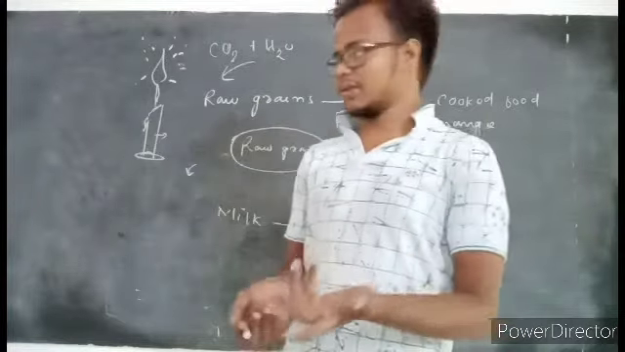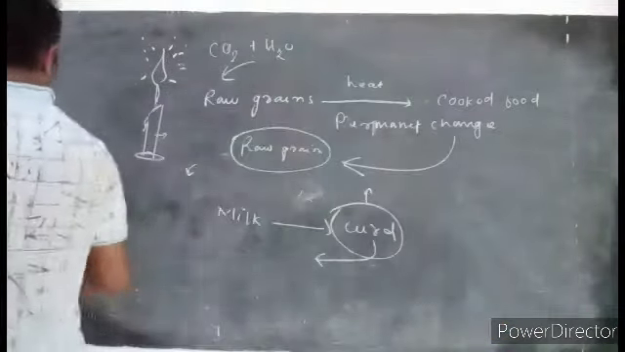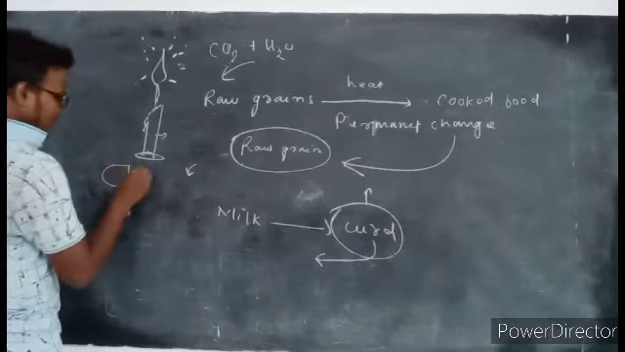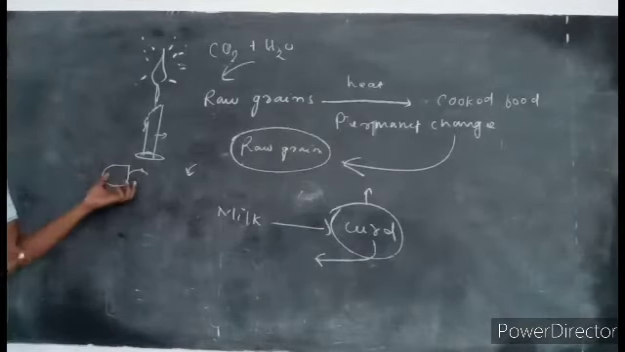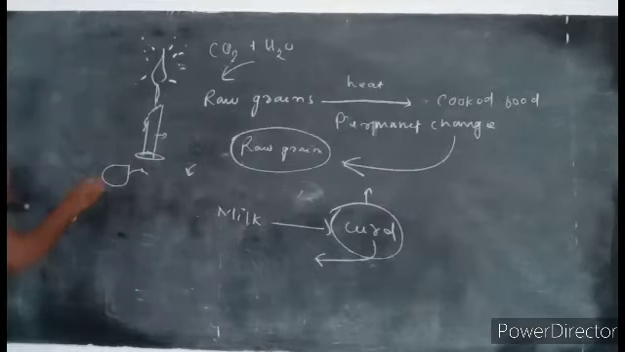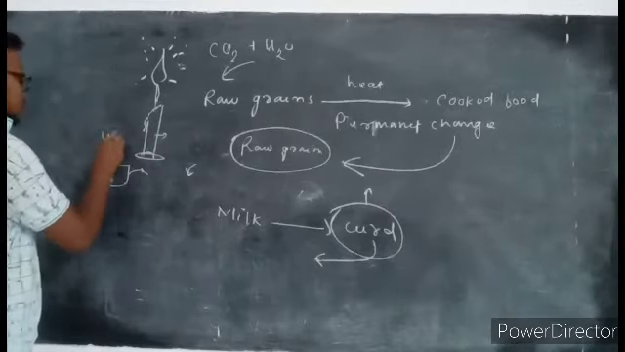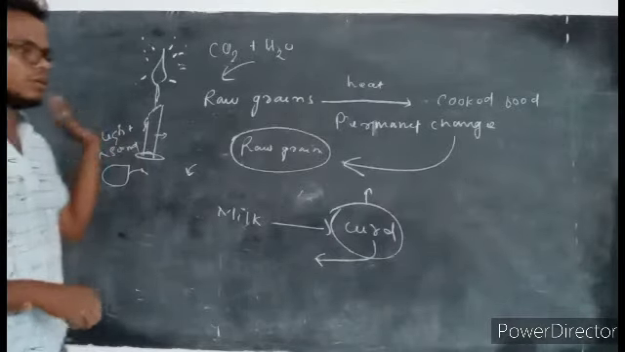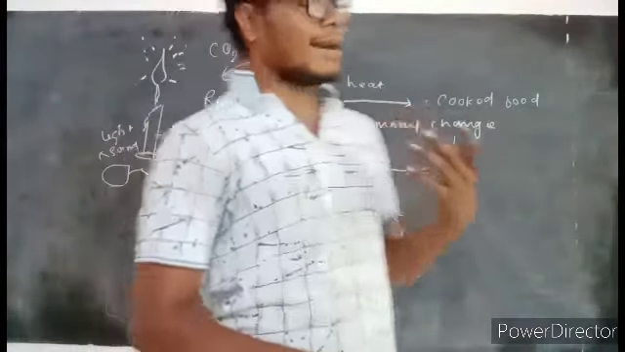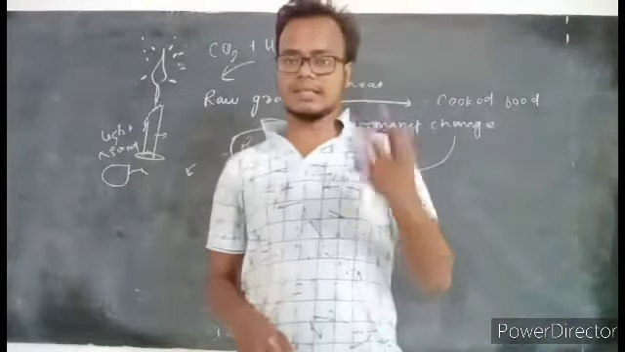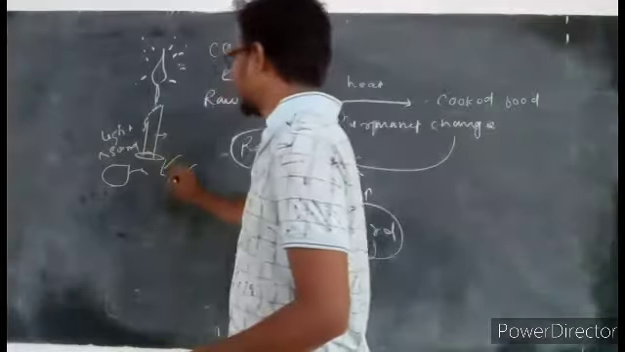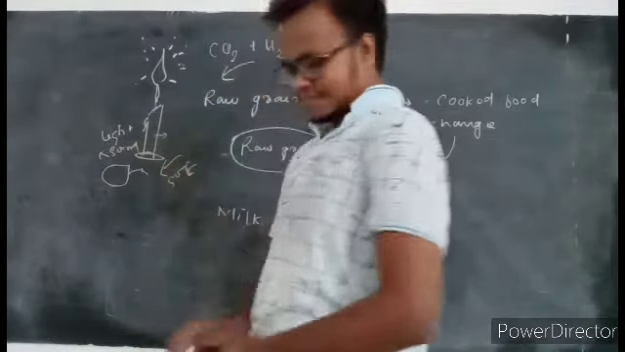Bursting of crackers. Okay, here I have one cracker. When I light it, it will burst and produce light energy and sound energy. So this is also a kind of irreversible, permanent change. We cannot get the cracker back from light or sound.